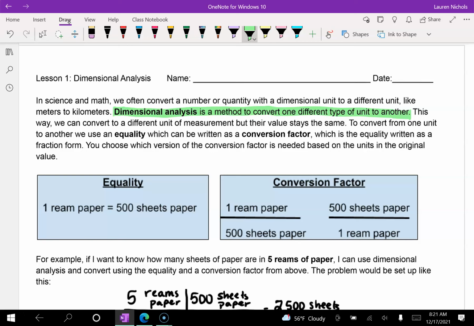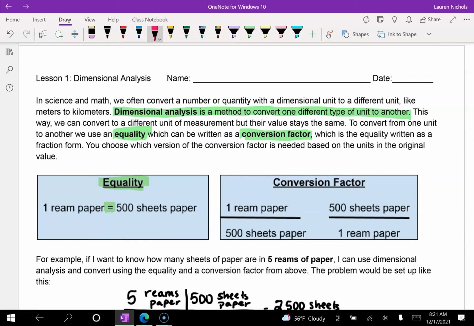So when we do that conversion, we use an equality, which can be written as a conversion factor, which is the equality, but written in fraction form. So you can see here, this equality says 1 ream of paper is equal to 500 sheets of paper. That's why it's called an equality. We're saying this one value is equal to this other value.